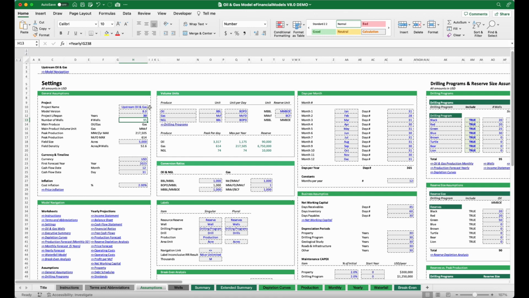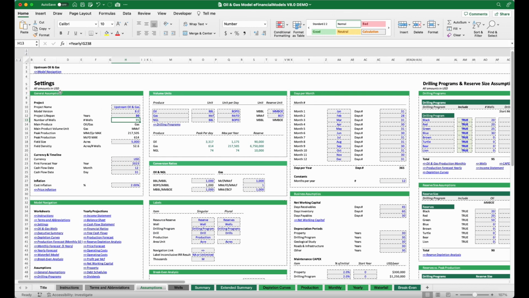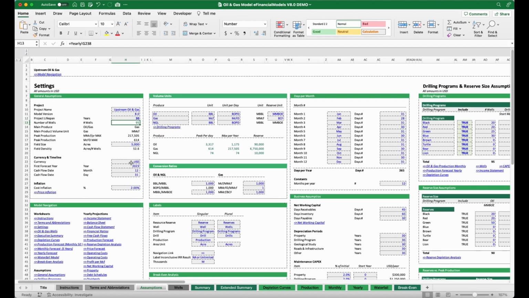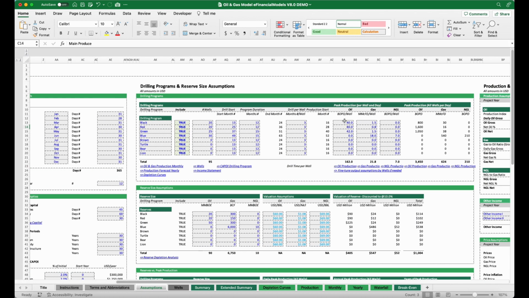The way to start is to look through the assumption sections. As you can see here, we have a general settings section. We can set the currency and the first forecast year. It also specifies what the main type will be, whether an oil well or a gas well. This depends on your production plan. So if you have the majority of revenues in oil, it will be an oil well. If you have the majority of your revenue in gas, you will have a gas well.